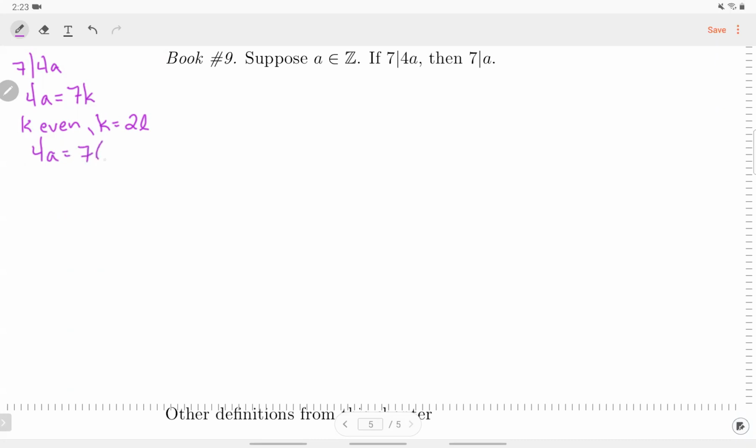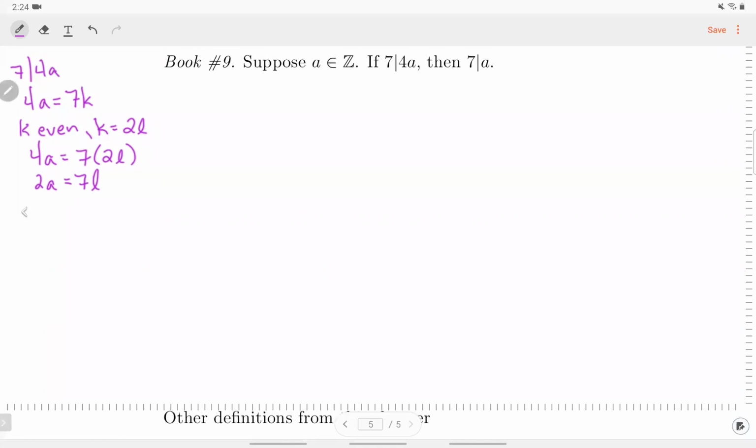All right, let's rewrite our equation. 4a equals 7 times 2L. Now I can divide by 2, get 2a equals 7L. What can you tell me about L? It still has to be even, right? Because 7 times L is still an even number. And if L were odd, 7 times L would be odd. So L has to be even.